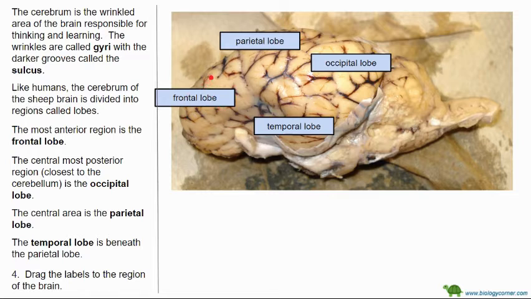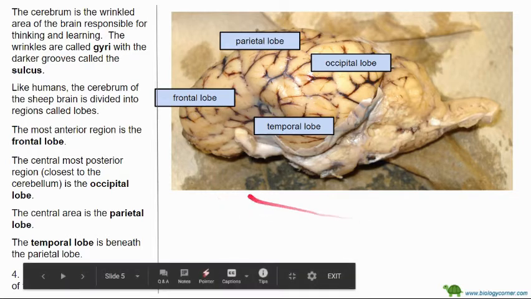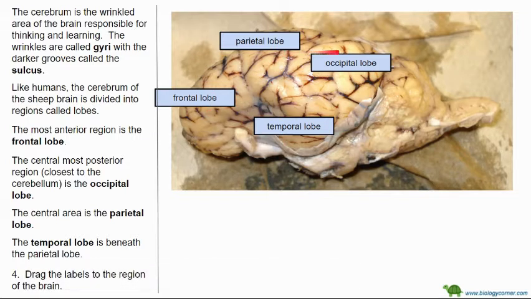So you can take these labels that you'll find at the bottom and move them to these areas. At the opposite end, the most posterior end, is the occipital lobe. In between, the central area is the parietal lobe, and below that, on the side, is the temporal lobe.